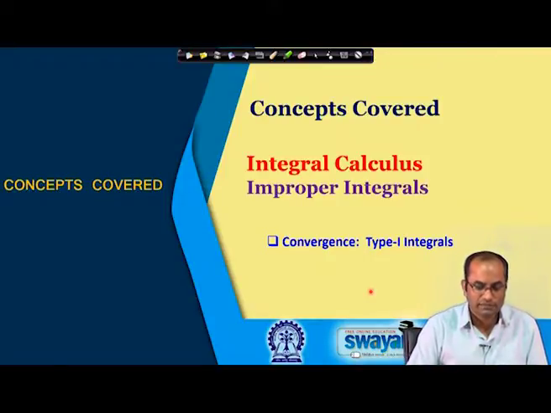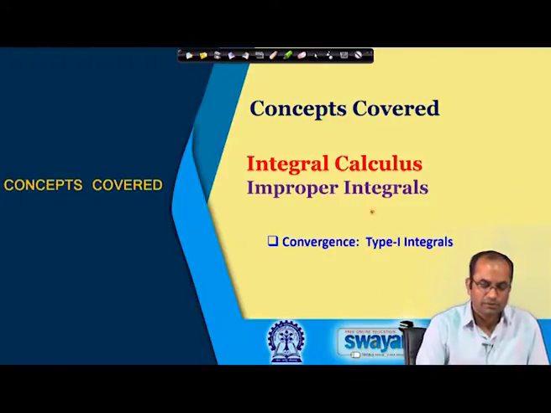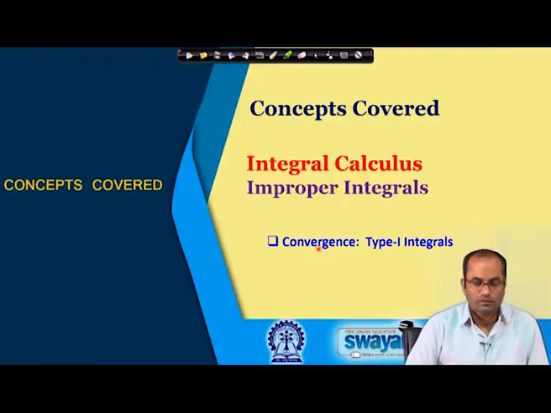In the last lecture we have seen how to evaluate the integrals of type 1, and on the basis of the evaluation we can conclude whether the integral converges or diverges. But today we will be talking about some tests based on which we can conclude that the integral converges or diverges without evaluating the integral.